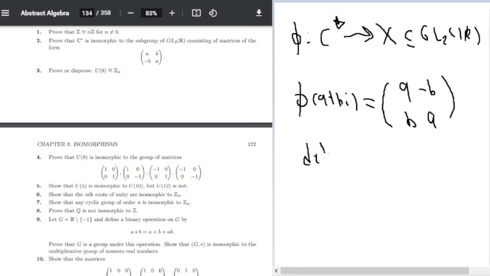So the determinant of the matrix a, negative b, b, a is equal to a squared minus b squared. So if a squared minus b squared is equal to 0 in this case, that would imply that a squared is equal to b squared.